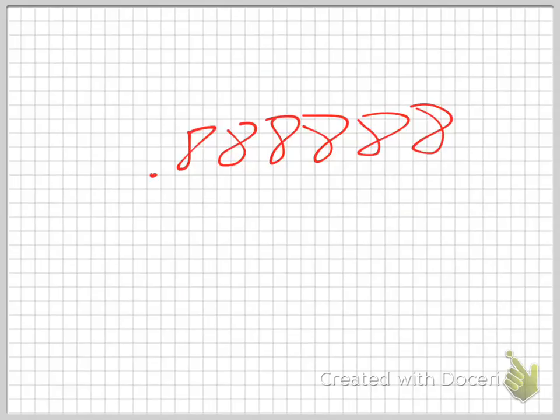And I'm just telling you that 0.8 with a line over it can be written as a fraction. What is 0.8 with a line over it as a fraction? Instead of 8/10, it's 8/9.